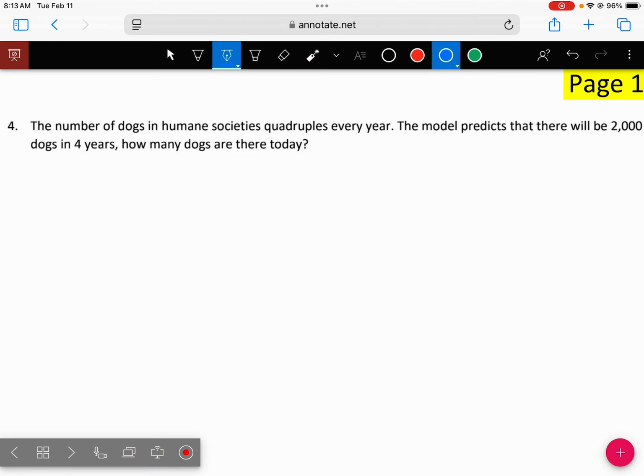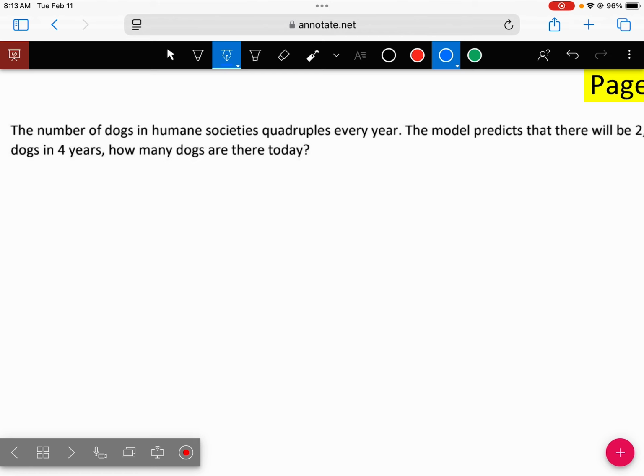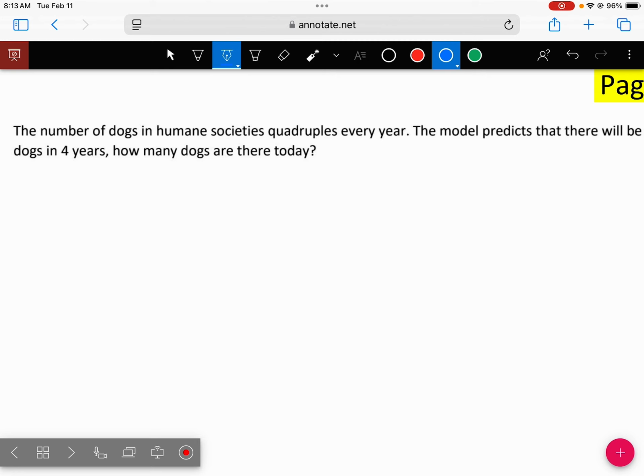All right, let's take out our note packet, flip to the back, and let's look at question number 4 on page 18. It says the number of dogs in the Humane Society quadruples. So let's underline or circle that word because this is going to be our multiplier.